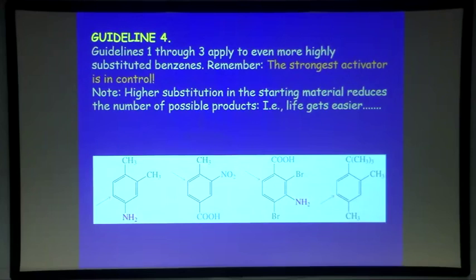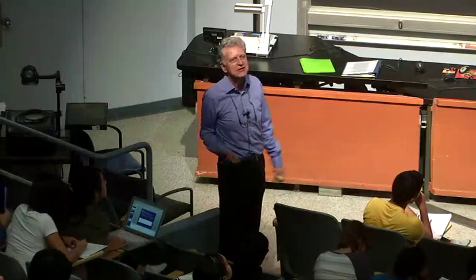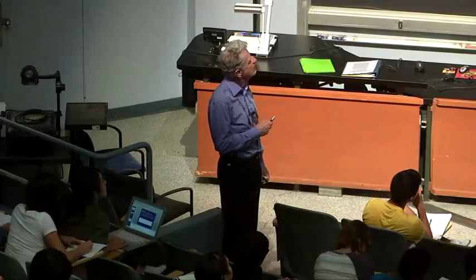Here we have a weak activator and two strong deactivators, also 1, 2, 4. Ignore the blue guys, the weak activator wins, and it's ortho-para. And notice what happens here, again, because of the substitution, there's only one position left to go for. So this is totally selective. Okay? No big deal here. This one's blocked, so only one compound.